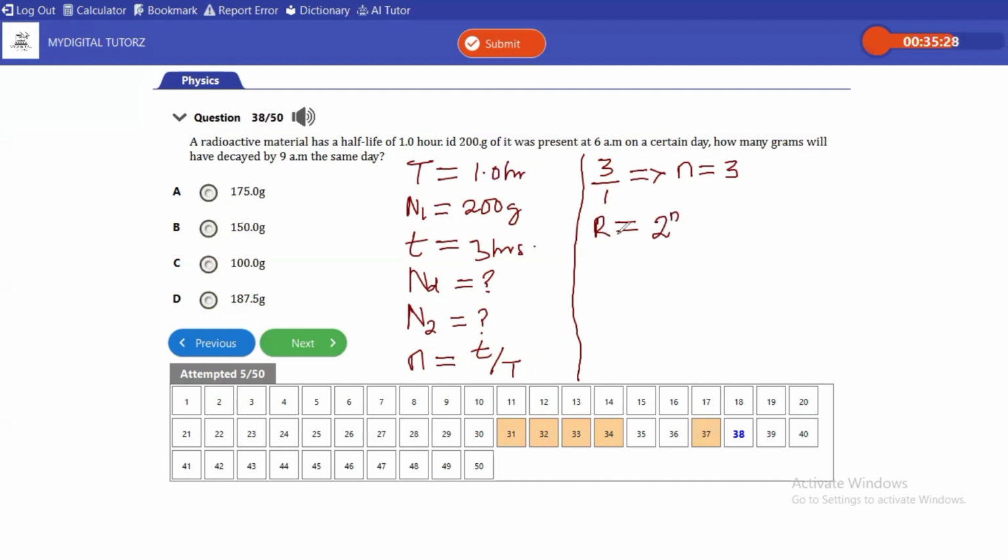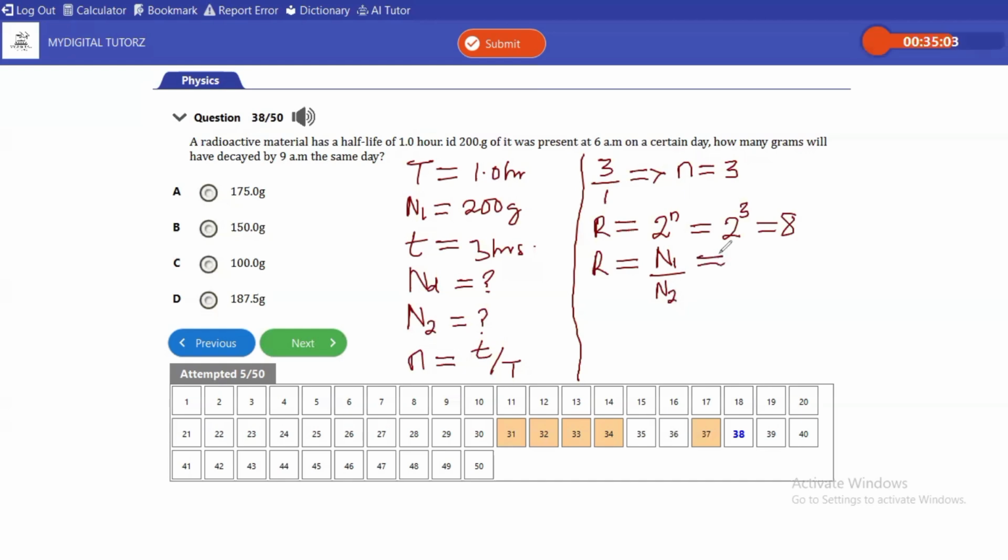The disintegration ratio R is equal to 2 raised to power n. That will be equal to 2 raised to power, what is our n? 3. So that will give us 8. Now this disintegration ratio is also equal to N1, the number of atoms initially present, all over N2, the number of atoms left. Are we together?